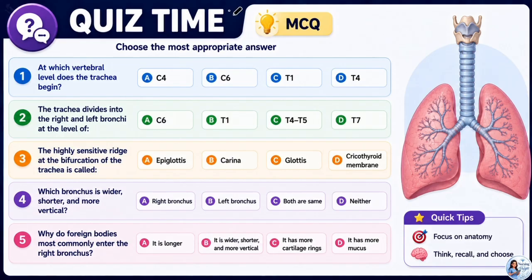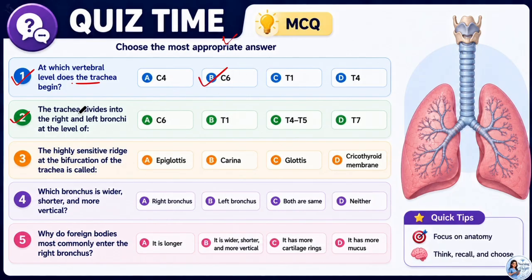Now, let's see how much you remember from today's lecture. Pause the video and try to answer the questions in the comment section before I reveal the correct options. The first question is, at which vertebral level does the trachea begin? The correct answer is C6 level.